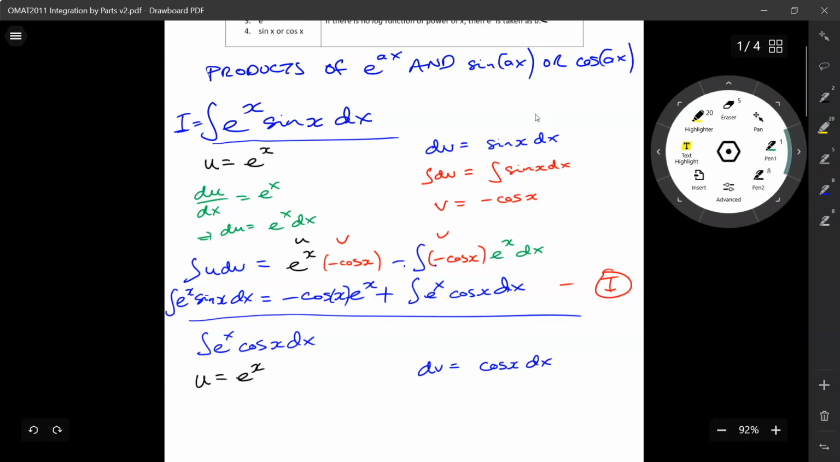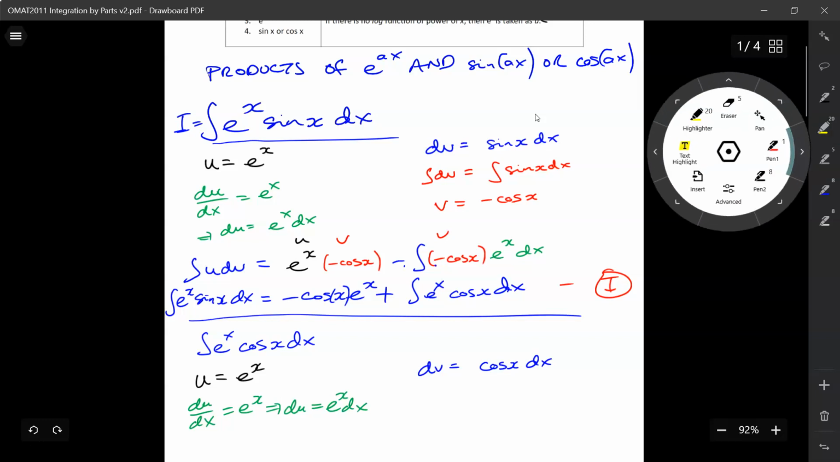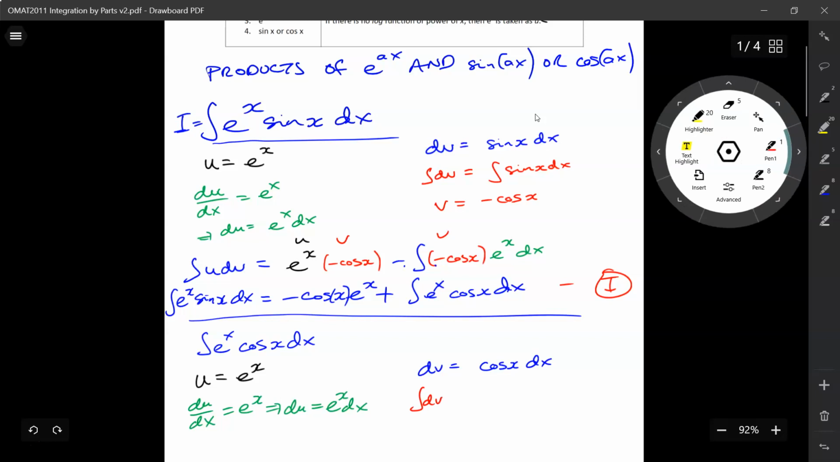So on the left hand side, if I differentiate that, I get du dx is exponential x. That implies that du, which I need for the formula, is exponential x dx. On this side, I'm going to integrate both sides, so the integral of dv is the integral of cosine x dx. That implies that v is equal to the sine of x.